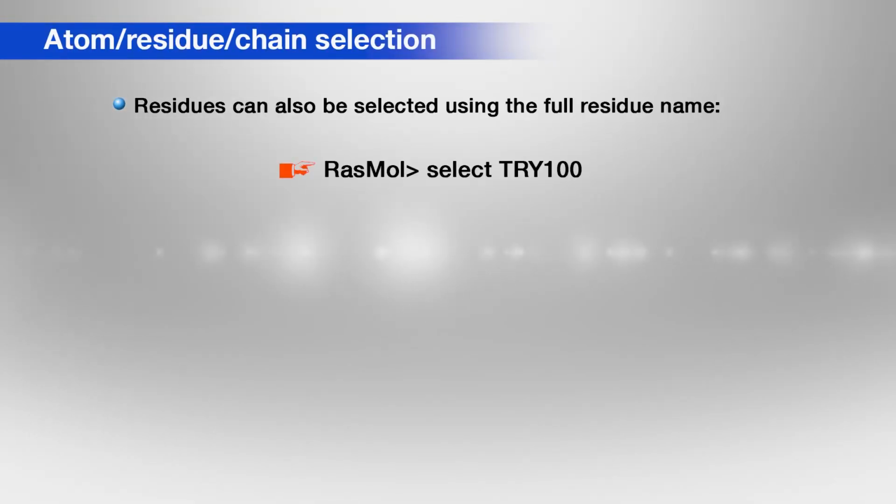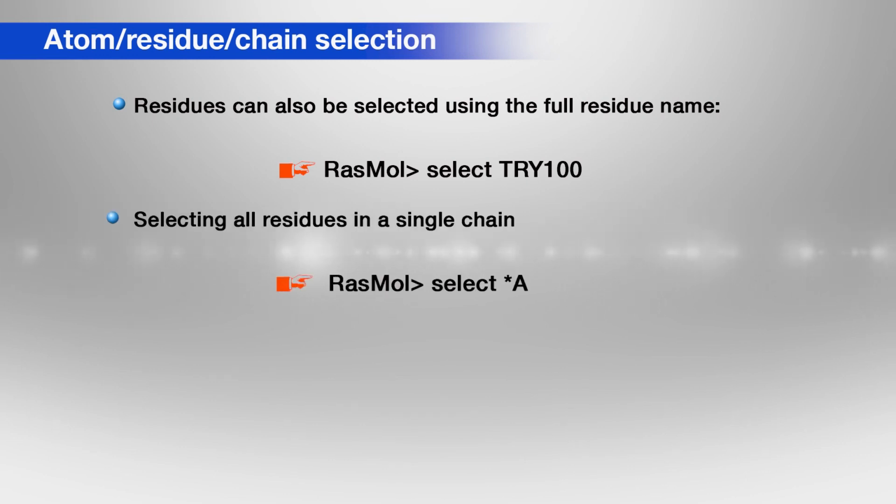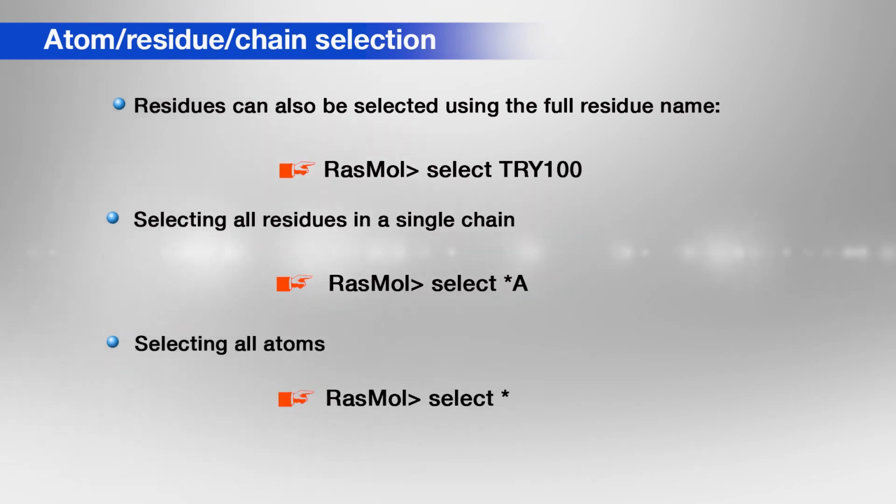Residues can also be selected using the full residue name, such as select TRP 100. This command will select the tryptophan 100 residue. To select all residues in a single chain, just give the command select *A. This selects all residues in chain A. To select all atoms, just give the select * command. This will select all the atoms in the structure. When any group of atoms or residues has been selected, all subsequent operations affect only these selected atoms.